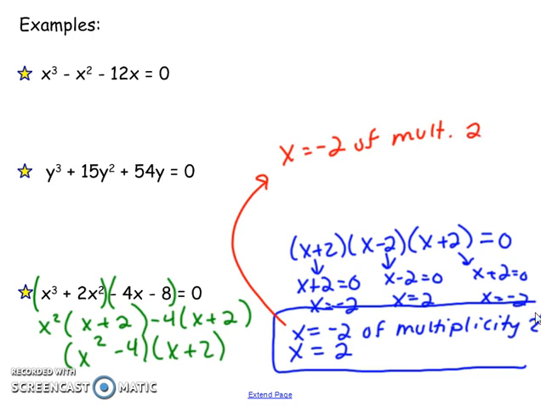Anytime we have something that appears twice, we're going to write that answer once, and we're going to say it's of multiplicity 2. So if all 3 of these answers were negative 2, we would say it's negative 2 of multiplicity 3. So multiplicity just means how many times the answer appears.